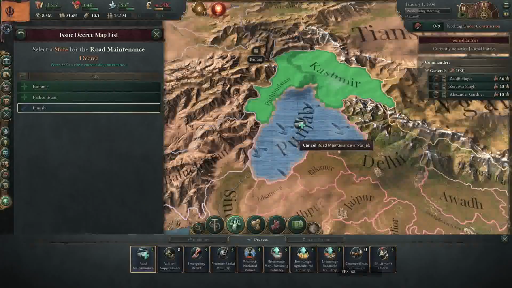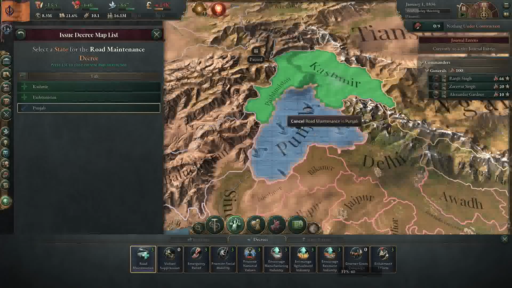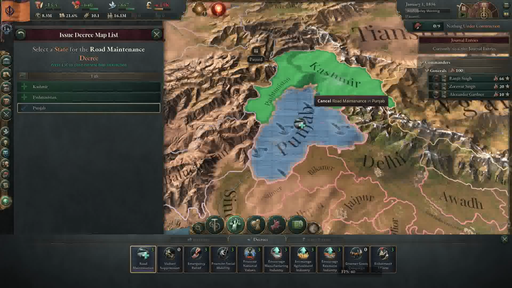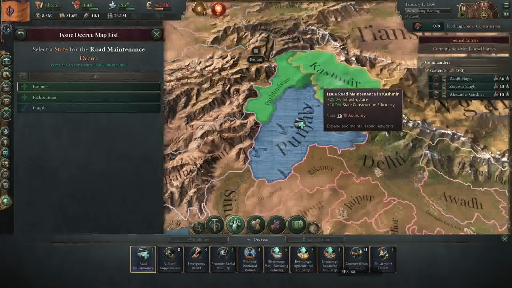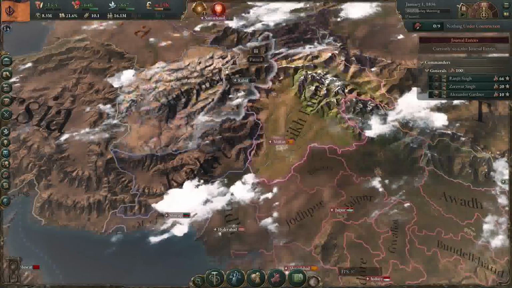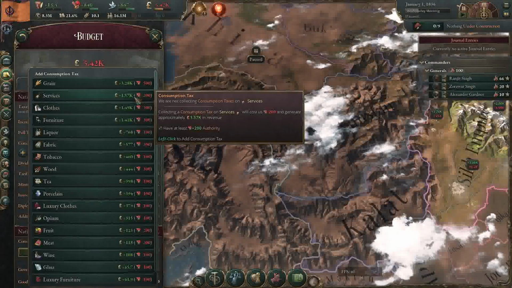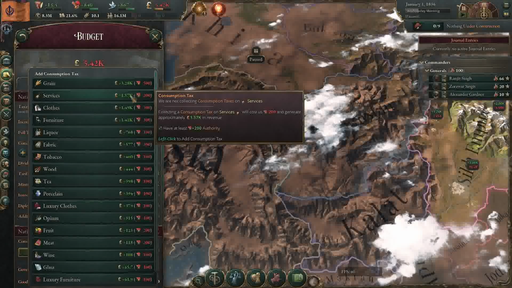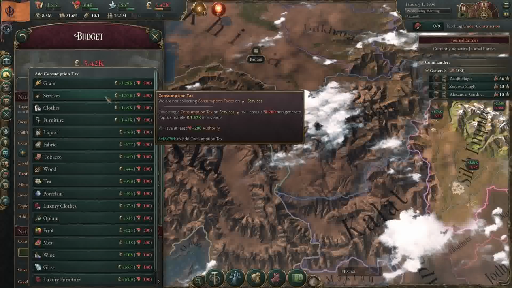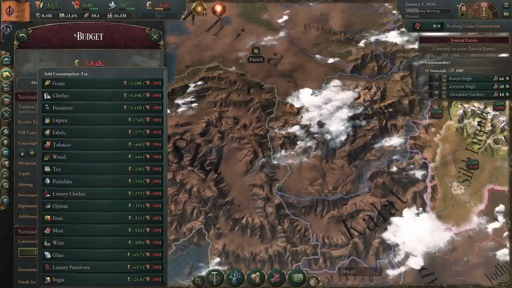My general recommendation is to use one road maintenance all of the time. This is going to be critical for getting you a little bit of extra state construction efficiency. If you need to use more in order to develop territories out here, you can. But there are some good things that you can do here as the Sikh Empire with your authority. First of all, you can get a pretty reasonable amount of money per authority by clicking services here. It's about 800 or so, and it's mostly going to be targeting your wealthier pops anyway.